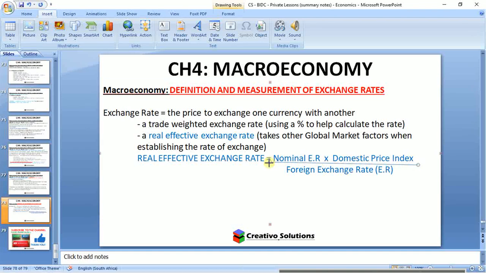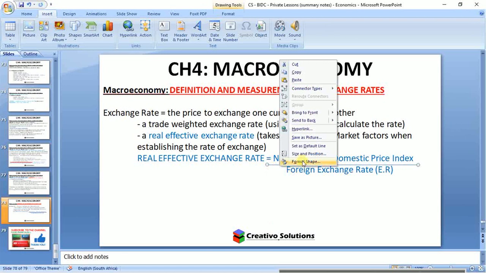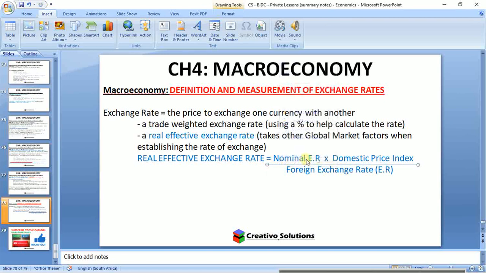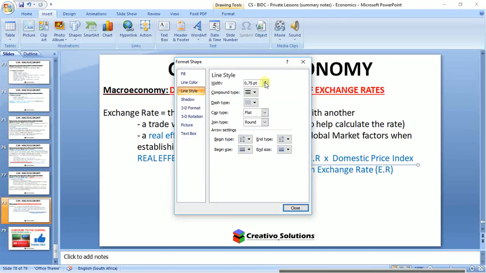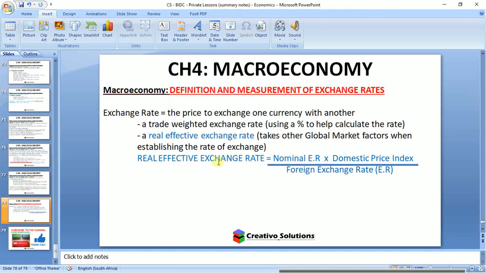I'm not sure if you have to know this formula. We'll have to see in the past papers. The work program doesn't show the actual formula, but the work program talks about the real effective exchange rate. So you might or might not need it. It's better just to write it down just in case. Okay.